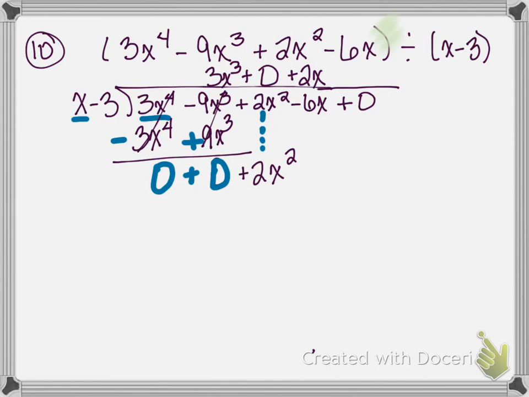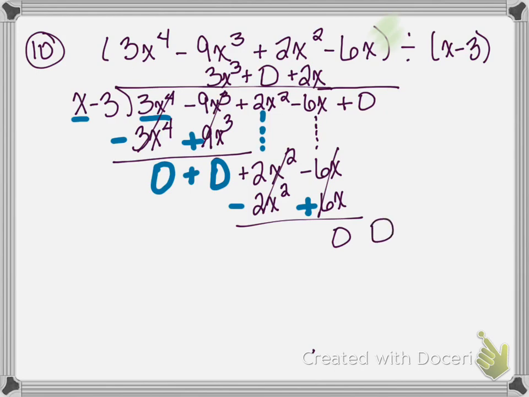Okay, so then we have, and I'm going to go ahead and bring down my negative 6x. 2x times negative 3 is negative 6x. 2x times x is 2x squared. And we are subtracting. Okay, and so again, they both disappear and I'm left with 0. Okay, and that's good because I have a remainder of 0.